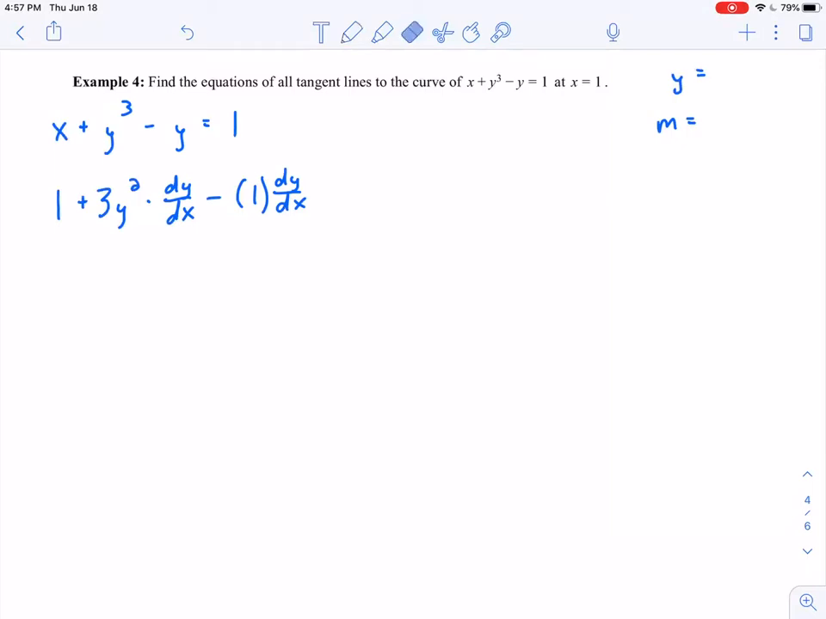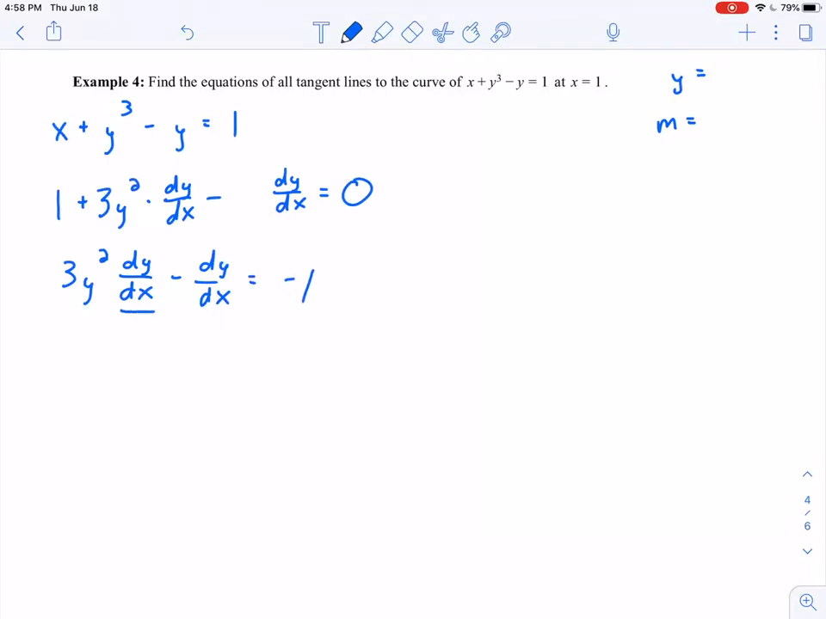Or we could just simply say minus dy over dx. We don't necessarily need the 1 there. The derivative of 1 on the right-hand side is just going to be 0. Okay, I have the slope of the tangent line. That's cool. Let's go ahead and solve for dy dx. So I'm going to start by moving the 1 over to the right-hand side. I've got 3y squared dy over dx minus dy over dx is equal to negative 1.